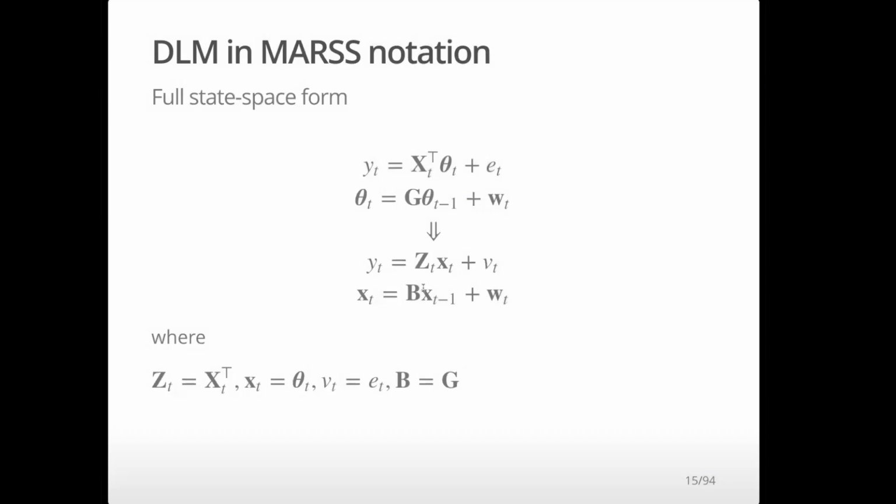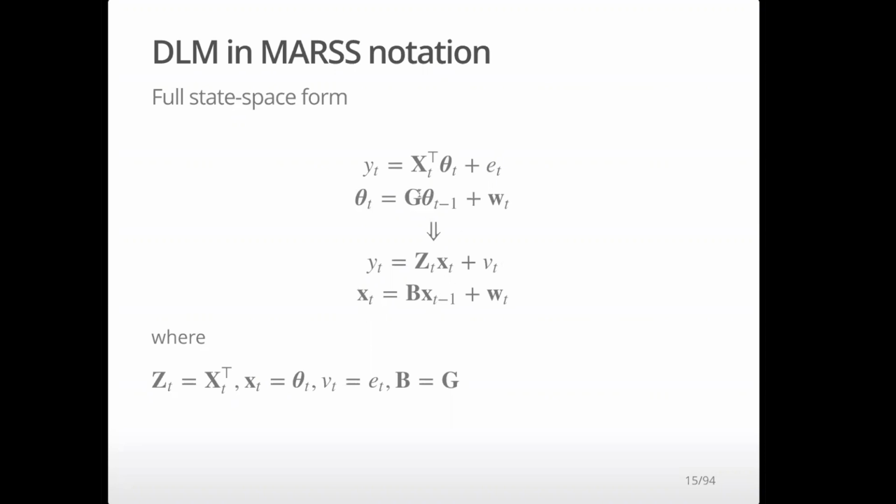Okay, so to see the equivalence between that DLM, the way the economists and other people write it, and the way we think about MARSS models, we just have to do some simple substitution. So in MARSS, we'll refer to this term as Z, right? So that goes down here. We're going to call the thetas X, and we'll refer to this error term as V. And then we already know that the thetas are the X's. Okay, so that one's there, this here.